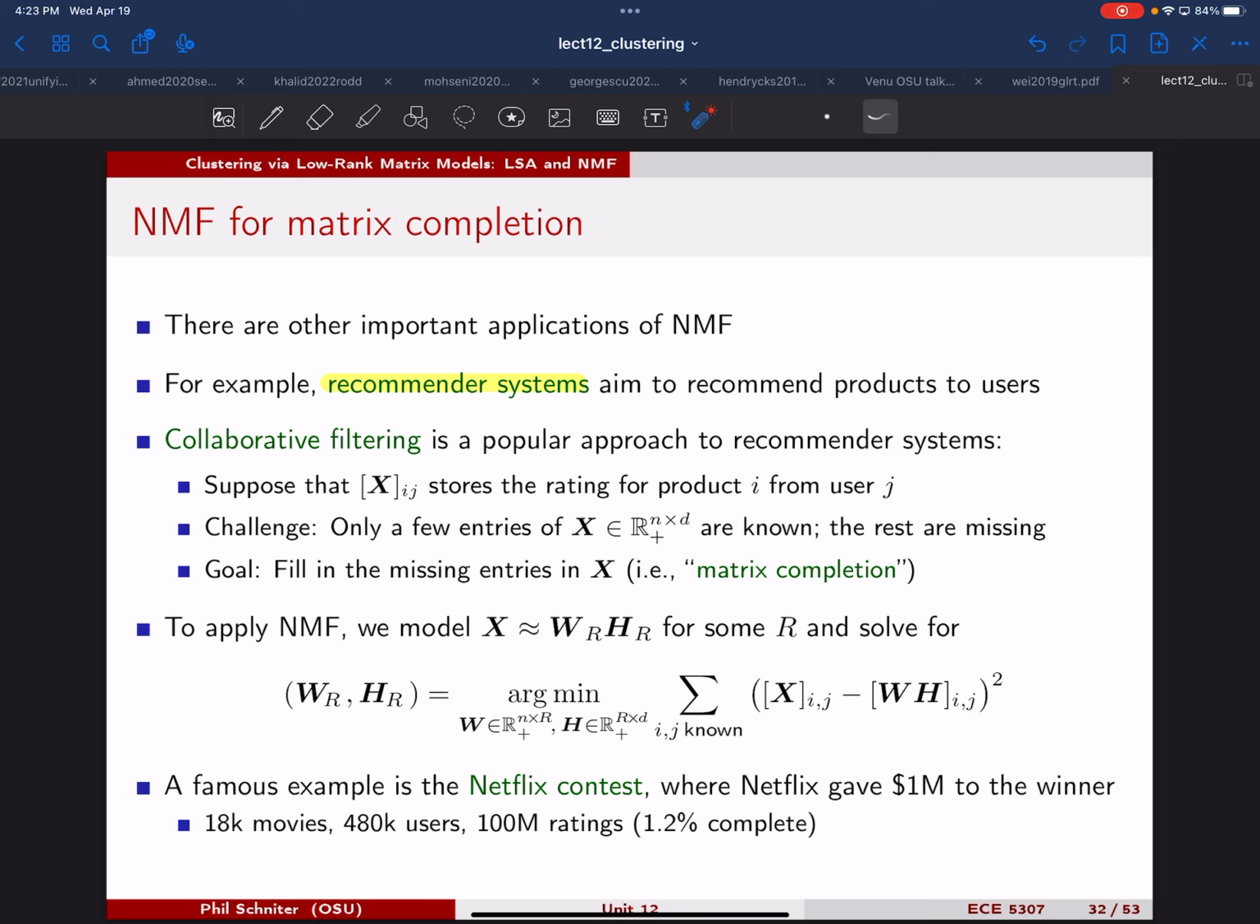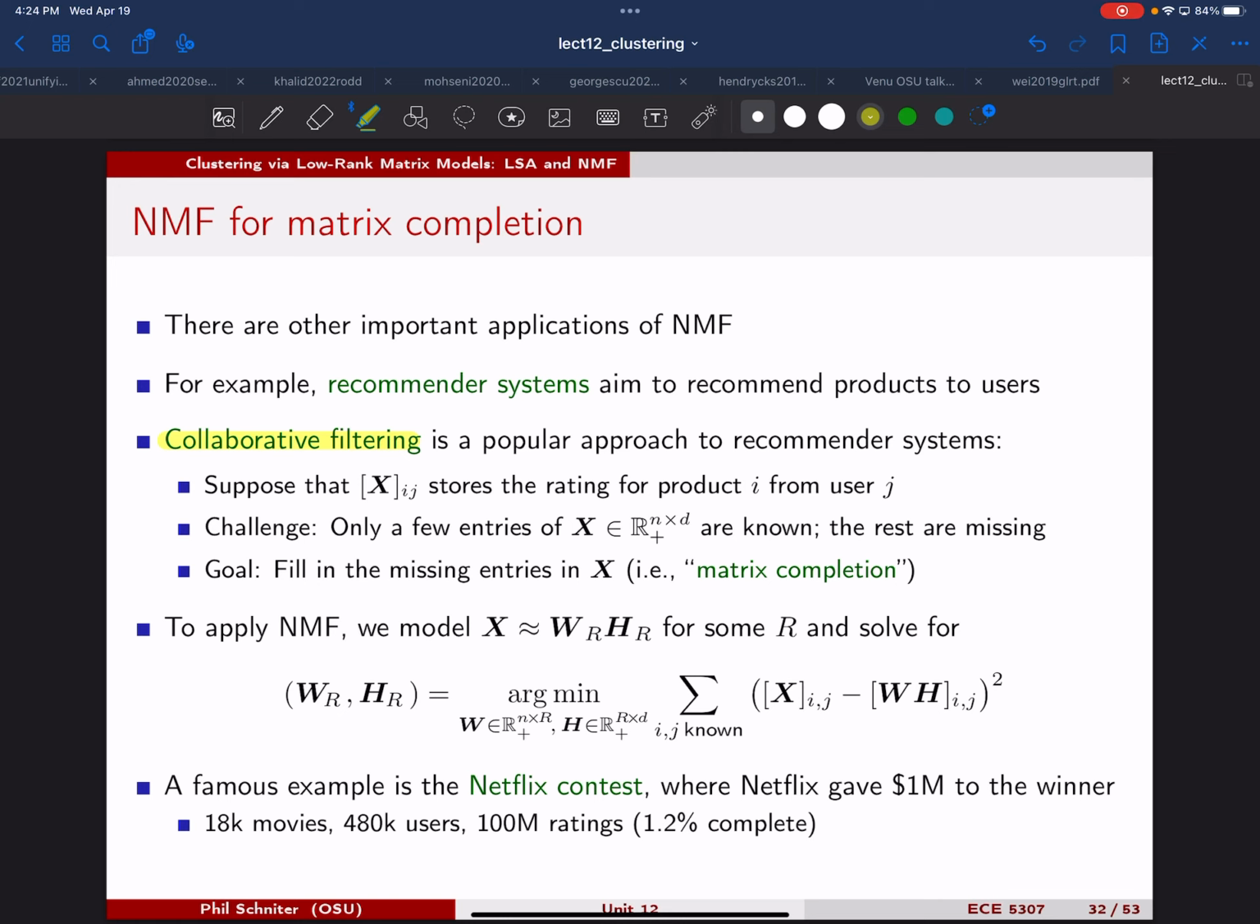One of the main approaches to building recommender systems is something called collaborative filtering. It's a specific design, and non-negative matrix factorization is one of the main techniques for collaborative filtering. So this is how collaborative filtering works.